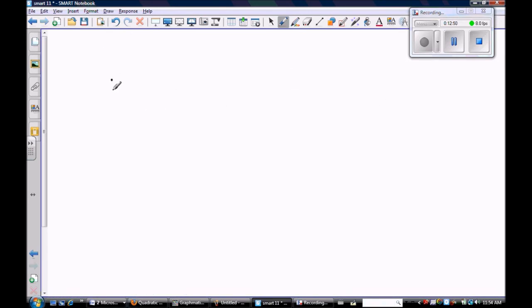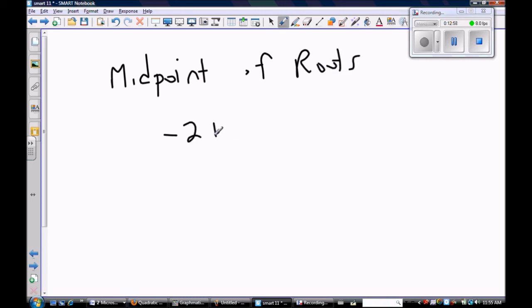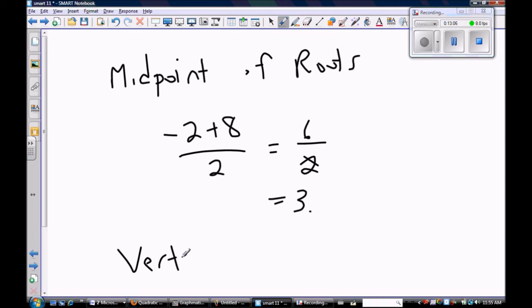So the midpoint of the roots is negative 2 plus 8 divided by 2. 6 over 2 is 3. So therefore we know that the vertex is at 3 comma something. So all we have to do is take 3, sub it into the original equation, and we'll figure out what value is supposed to go here.